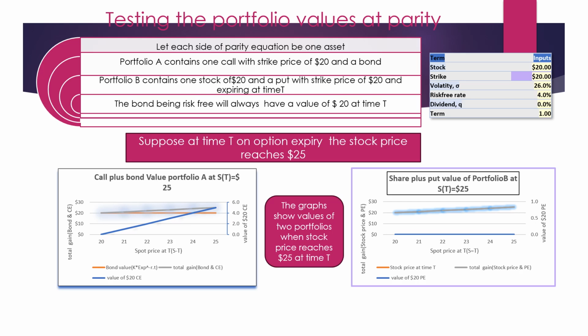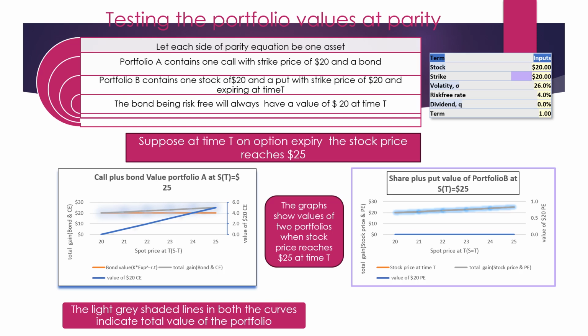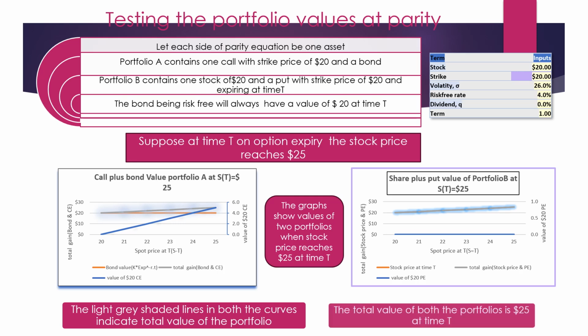Now in the second graph, which is the share plus the put value, is shown here. Now in both the graphs, the gray shaded regions indicate total values of the portfolio. So in the second graph, containing share plus the put value, the put value is 0 as the share price increases, but since the share price has increased to $25, share price comprises the entire portfolio value, so it's also $25. So the total value of both the portfolios is $25 at time T.